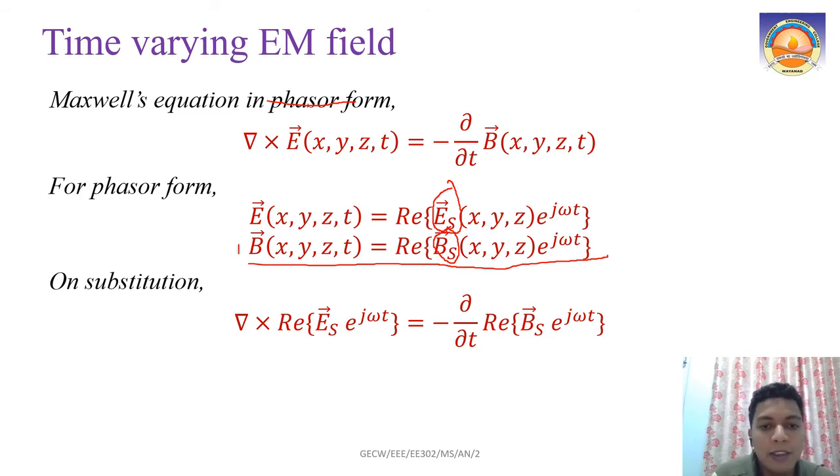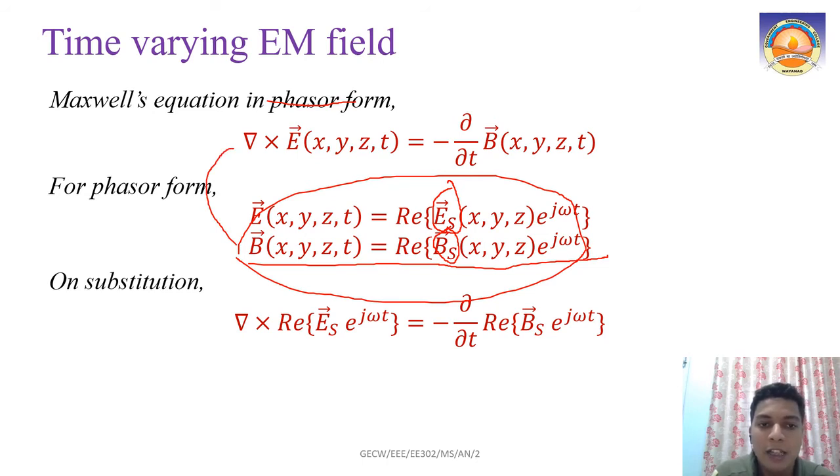If we substitute these two values in our Maxwell's equation, what will we get? Del cross E, where this vector E can be written as the real part of Es into e raised to j omega t. Here, to show the time independence, I wrote x, y, z; here I am just avoiding that. Similarly, the right side will become minus dou by dou t of the real part of Bs into e raised to j omega t. That is clear.